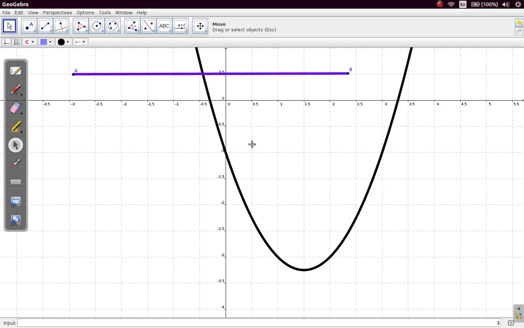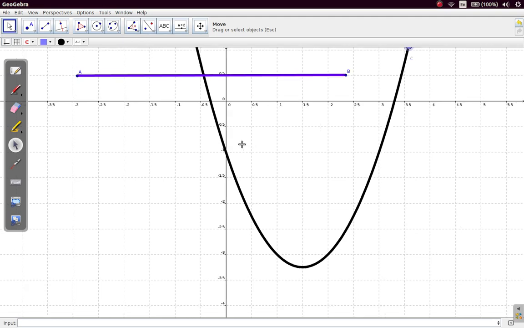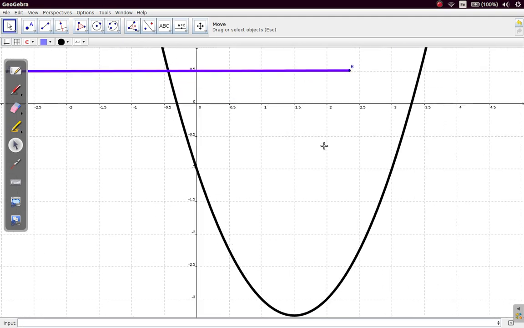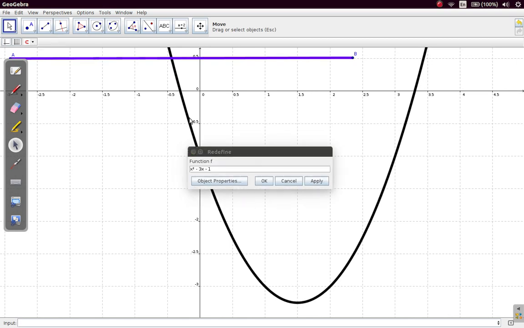We want to examine the gradient of the curve of a function. In other words, the gradient of a function. Now, here we have this function, which is x squared minus 3x minus 1.